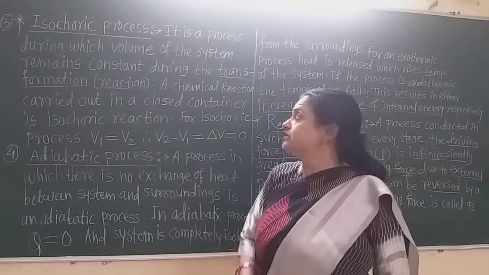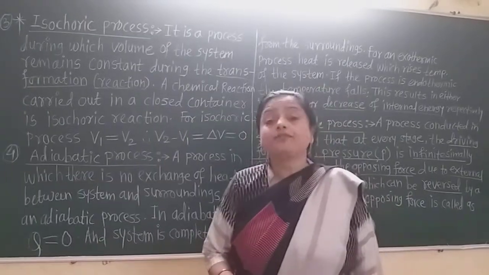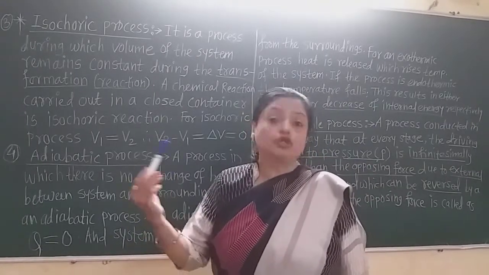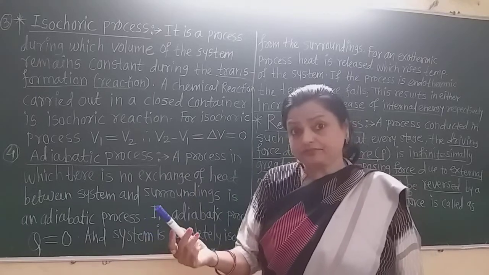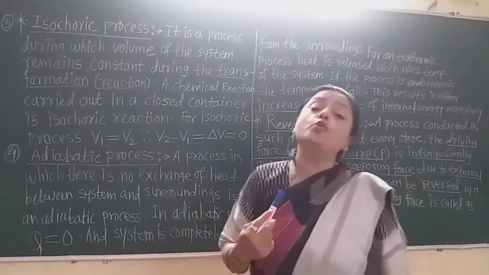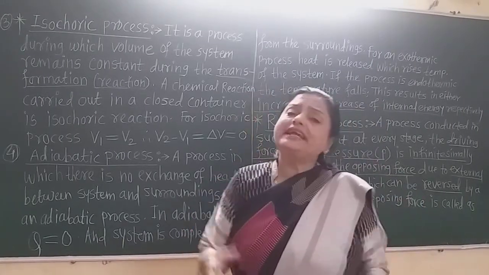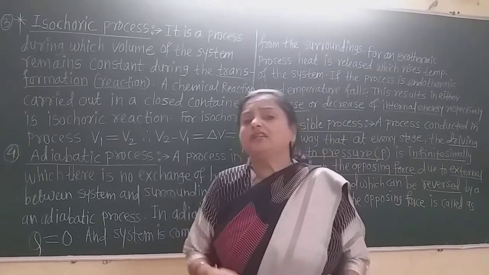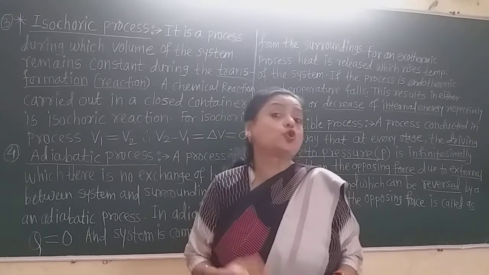Now this is the third process. The name of that process is the isochoric process. Isochoric means the volume of the system remains constant throughout the process, or throughout the transformation or reaction. That means V1 is equal to V2, therefore V2 minus V1, delta V, is equal to 0. If the reaction is carried out in a closed container, then the volume of that reaction remains constant, and that reaction is the isochoric reaction.